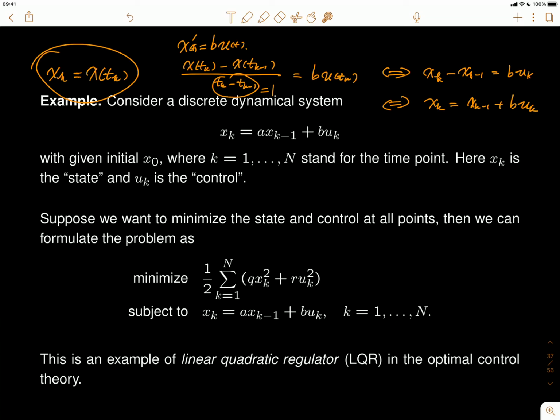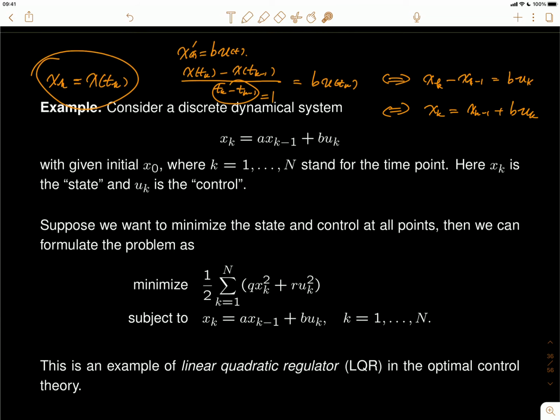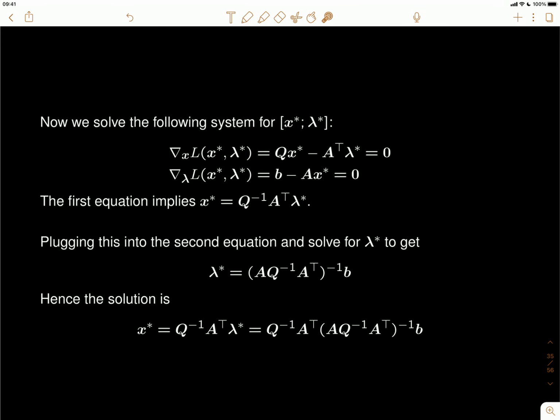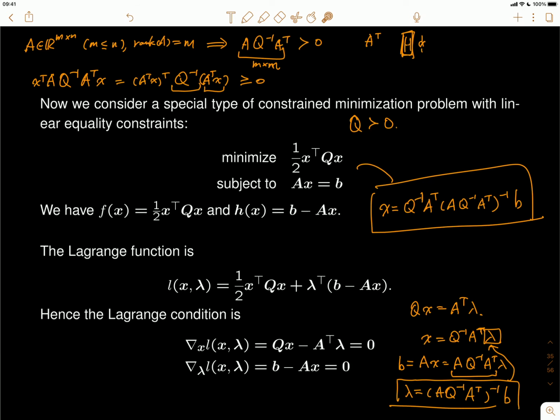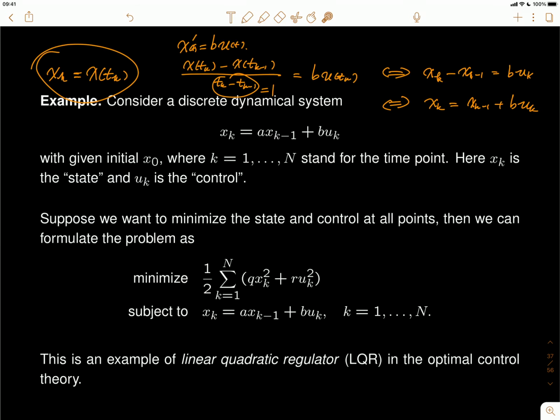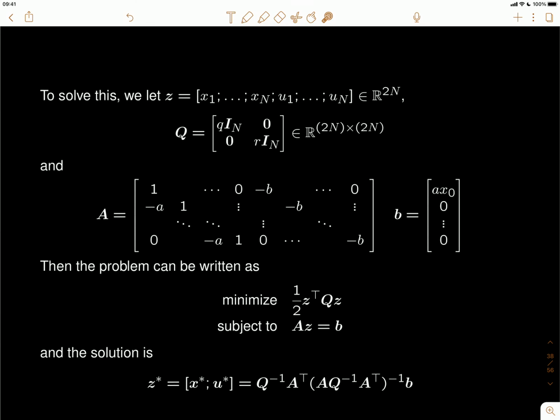Well, this boils down to the constrained minimization problem we just discussed, like this one, or like this one. Okay, let's see why that is the case. To solve this, let's consider the variable z to contain all those variables we're interested in. So the z contains all the x1 through xn, and also all the u1 through un. These are the unknowns. So in total, there are 2n unknowns, and the z is a vector of 2n dimension.